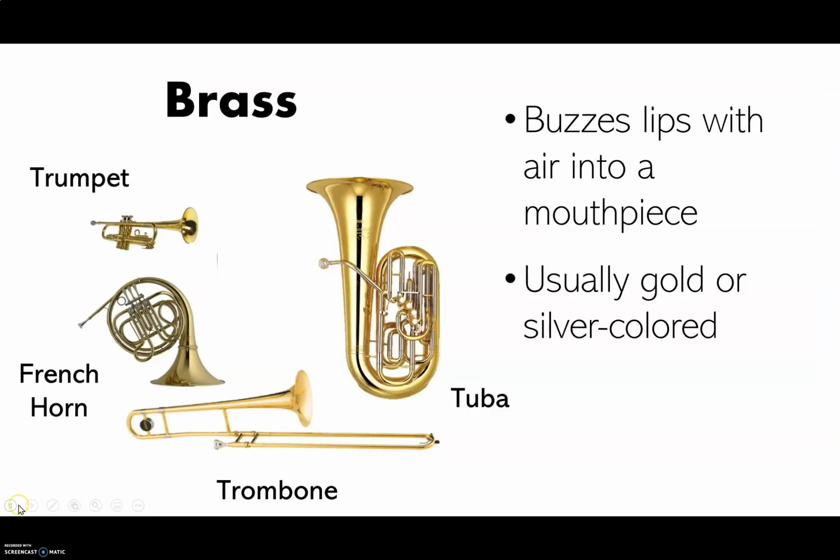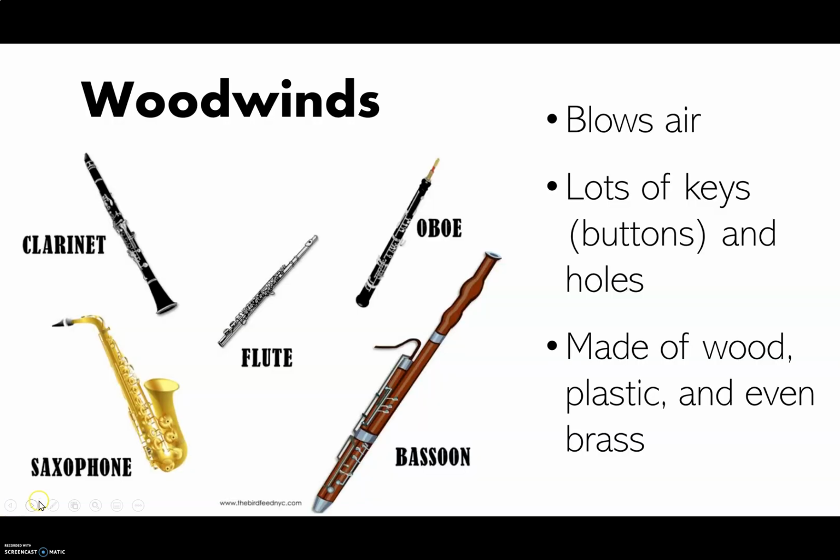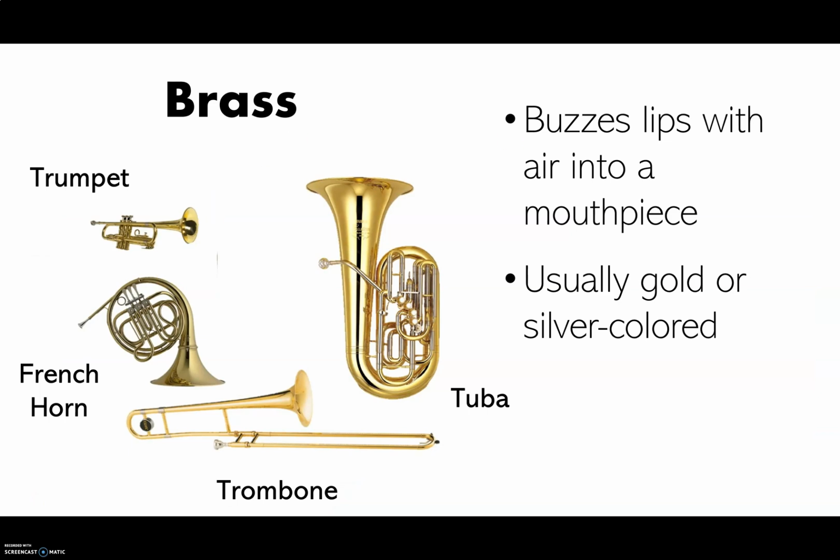So, as he said, that was the woodwind section. I was going to quickly show you just so you remember. Again, they blow air. And then the next family is called the brass family. You're going to find they also blow air, but specifically they buzz their lips with air into a mouthpiece. If you look at the ends of all these instruments, they all have a mouthpiece that makes kind of a cup shape.